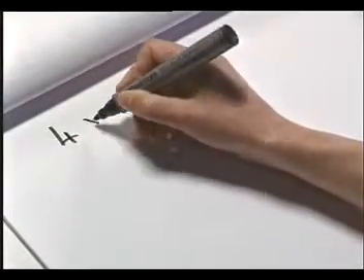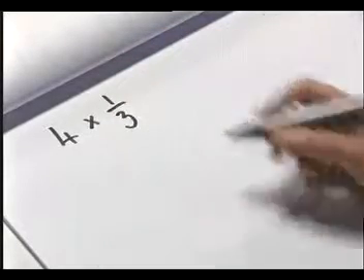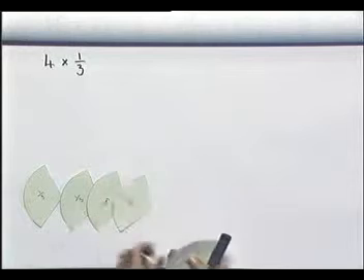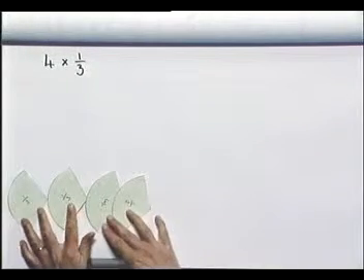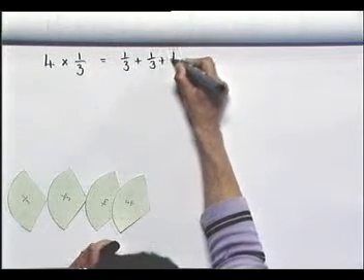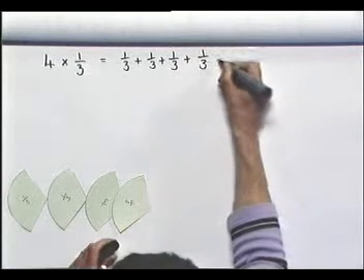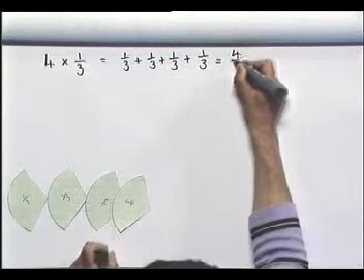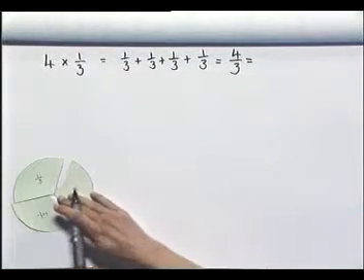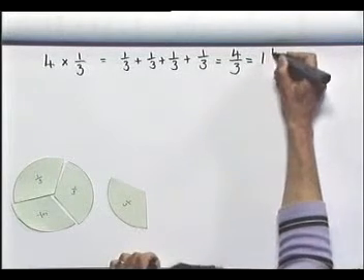Now we're going to look at multiplying and dividing fractions. Let's start with 4 times 1/3. That means 4 lots of 1/3. So there I have 4 lots of 1/3. So I've got 1/3 plus 1/3 plus 1/3 plus another third, and I've got a total of 4/3, or if I put them as a mixed fraction, that's 1 and 1/3.